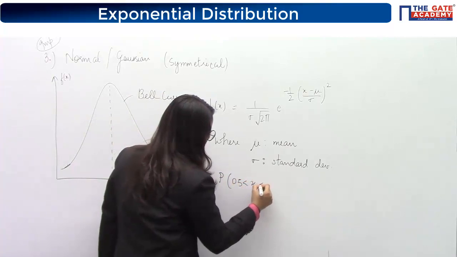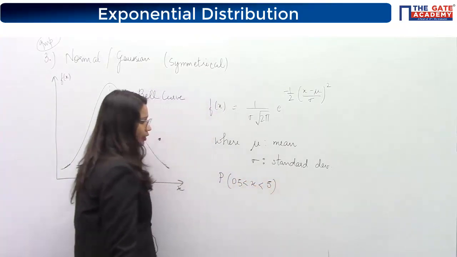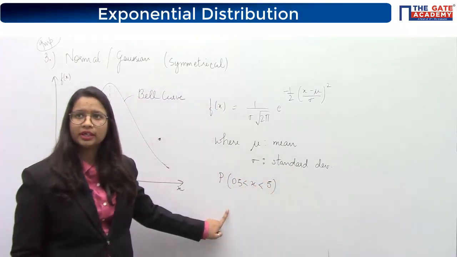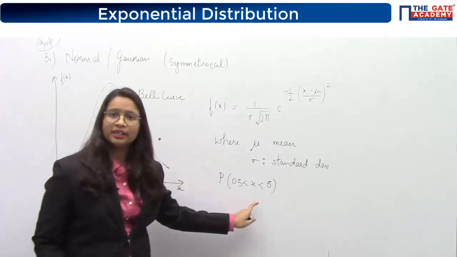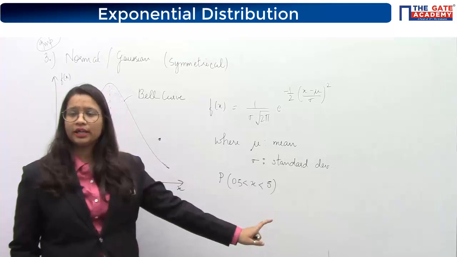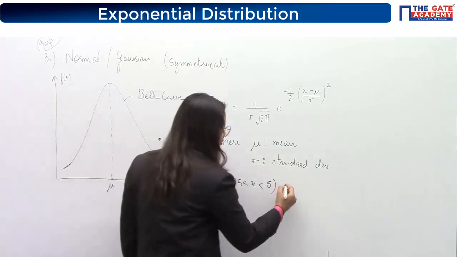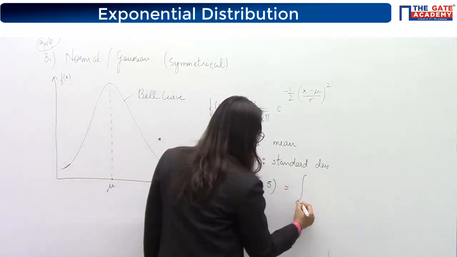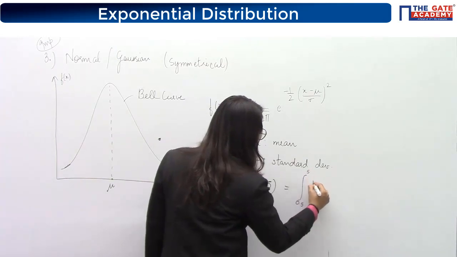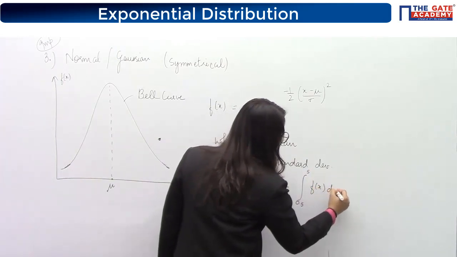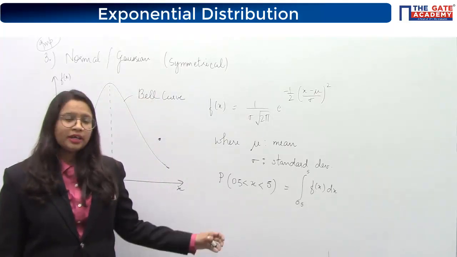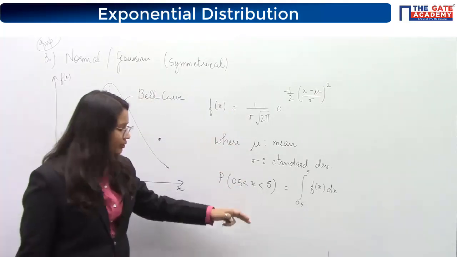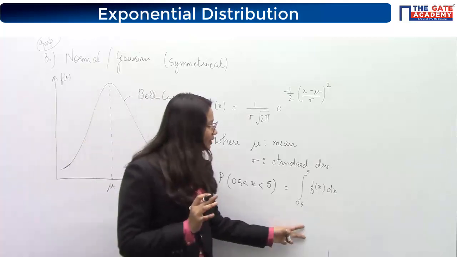In the last class, in one of the questions, we solved this probability. So for this question, if I ask you what is the probability that x varies from 0.5 to 5, then for solving this, because it's a continuous one, you will have to integrate your function from 0.5 to 5, yes or no? But can you remember this, but can you solve this integration?